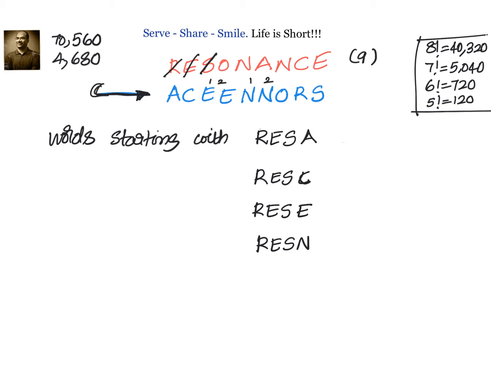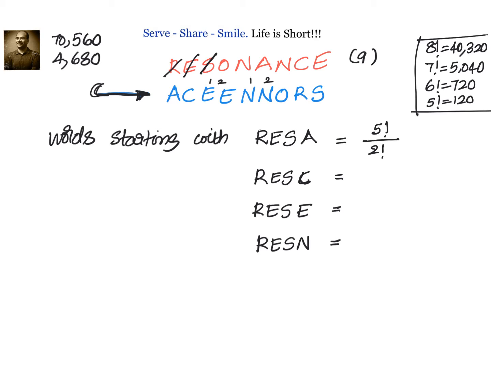So that will be, then I can strike off the O. So first let's take care of what are these, how many words we will have starting with this. RESA: out of 9, 4 are fixed. That means left out is 5, factorial 5. Now any repetitions for us? N is repeating 2 times.